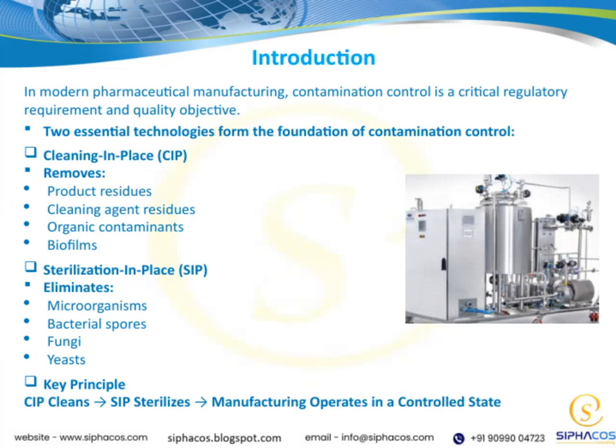Let's start with the basics of contamination control in pharmaceutical manufacturing. It's a top priority, both for meeting regulations and ensuring quality. Two key technologies make it happen. First, cleaning in place, or CIP, which removes everything from product residues to biofilms. Then, sterilization in place, or SIP, which kills microorganisms, spores, fungi, and yeasts. The core idea is simple. CIP cleans, SIP sterilizes, and together they keep manufacturing running in a controlled, safe state.